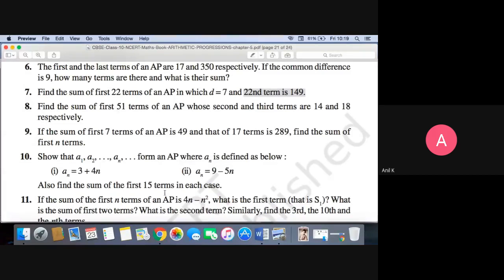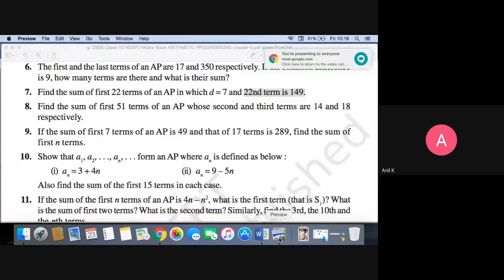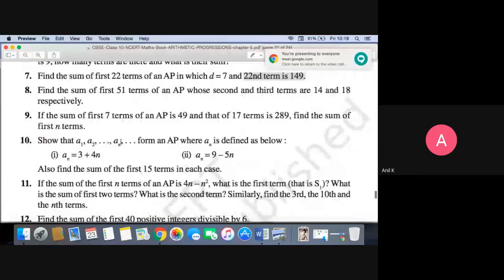So I think you can solve the eighth question. I'll explain the ninth question. The ninth question is: if the sum of the first seven terms of an AP is 49, and that of 17 terms is 289, find the sum of n terms. So two sums are already given and they ask you to find the third.